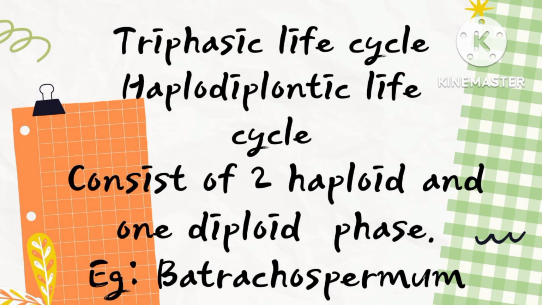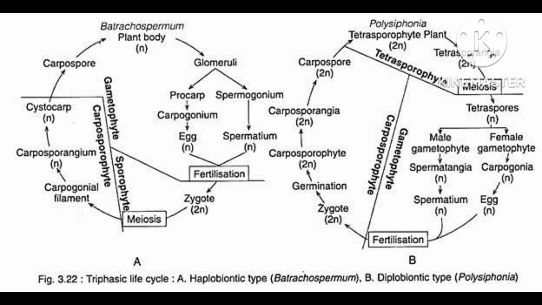In haplodiplontic type, the life cycle consists of two haploid and one diploid phase. Example is Batrachospermum. Here, the gametophyte produces male and female gametes by mitosis, which on fertilization form a diploid zygote.